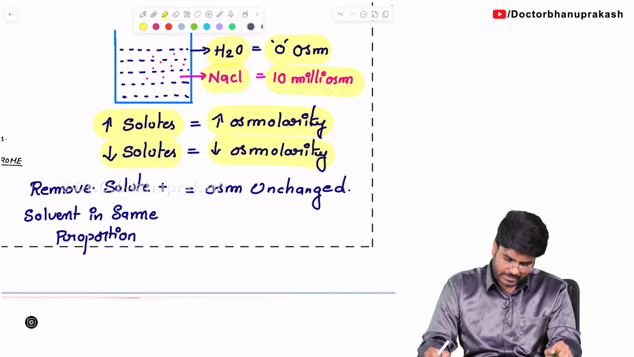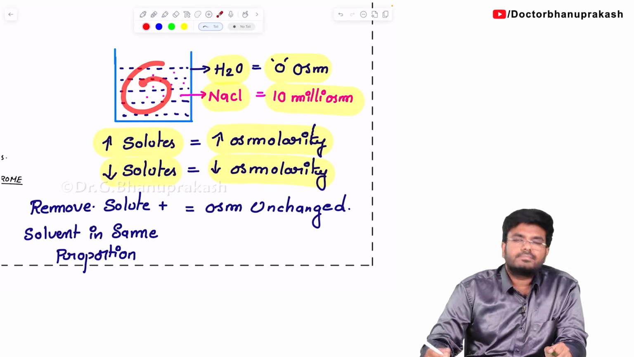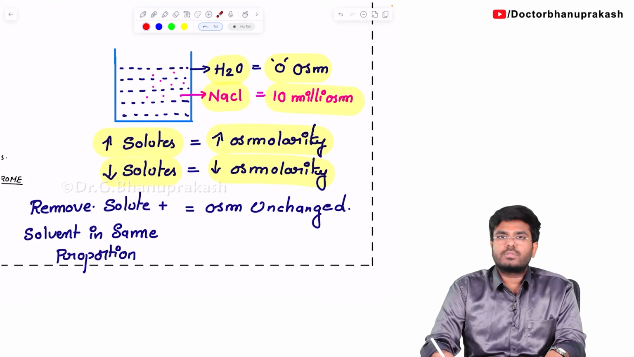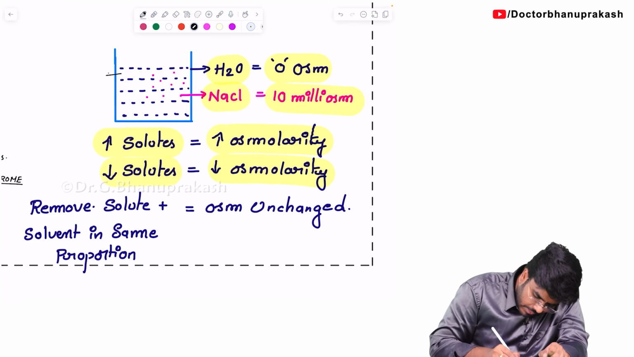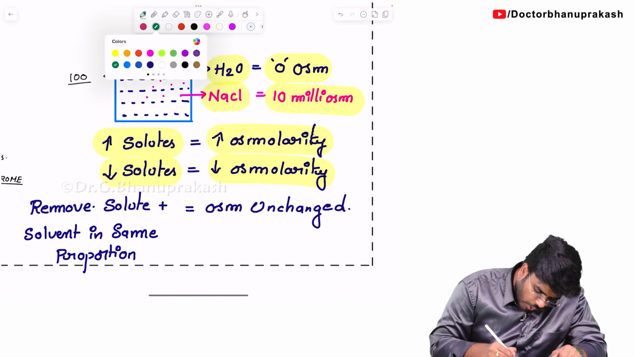Understood? Next step, if I am adding only water to it, let's say here there is a beaker with the water of 10 milliosmoles, or let's say 100 milliosmoles. Okay, let me write here. I am taking now the example of 100 milliosmoles. This solution has an osmolarity of 100 milliosmoles. Now I am adding pure water to it.